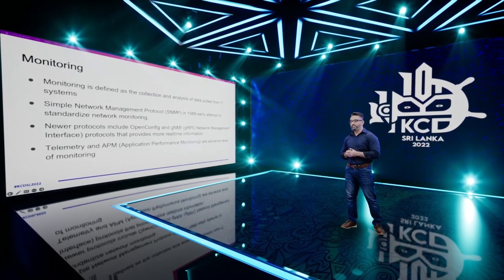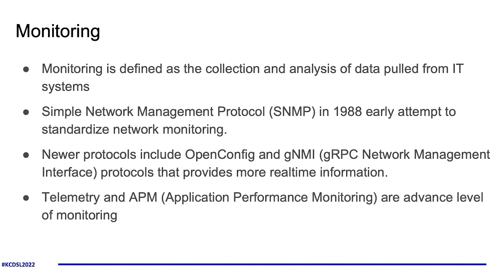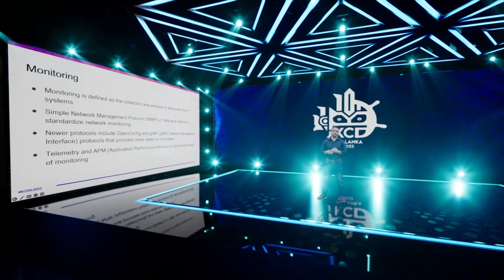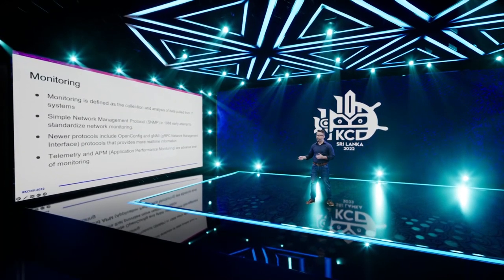Let's move into monitoring. The foundation of observability is monitoring, which involves pulling and analyzing data from your infrastructure. It started with SNMP, the Simple Network Management Protocol, back in 1988, where we used to get information about the network, for example, every 10 seconds or 30 seconds. Now there are much newer protocols available, such as OpenConfig, gRPC, and Network Management Interface Protocol, that can provide much more real-time information. Telemetry and APM, application performance monitoring, are also types of monitoring. It's a bit more advanced type of monitoring. Telemetry focuses on collecting information from distributed systems, while APM focuses more on the application level.